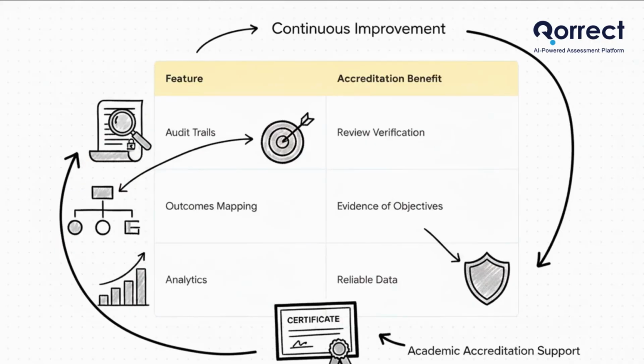Think back to your last academic accreditation audit. Stressful, right? They always demand proof of measurable learning outcomes and continuous improvement. Well, digital assessment takes a lot of the headache out of that. With features like transparent audit trails and direct outcomes mapping, you get built-in academic accreditation support. You're able to prove, with undeniable, hard data, that your institution's learning objectives are absolutely being met.